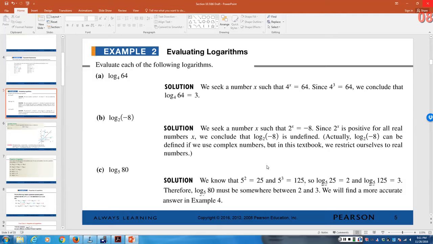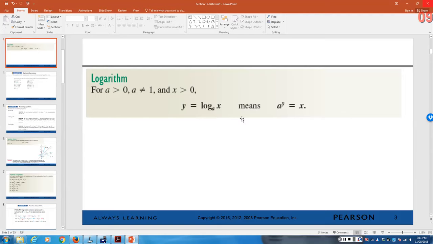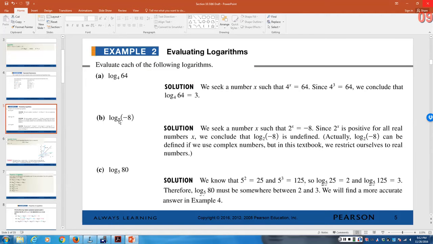We're looking for a number where 2 raised to the x power is negative 8. 2 to the x is positive for all real numbers. Then we conclude that the base 2 logarithm of negative 8 is undefined. Remember, you've got to go back to those initial descriptions. X has to be positive. A can't be 1 and A has to be positive. So if x can't be negative, then asking you to do that was asking you to do something you couldn't do. Okay?